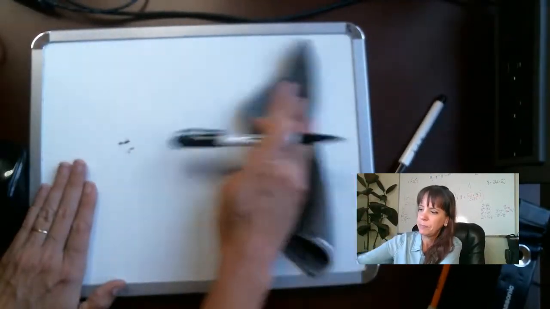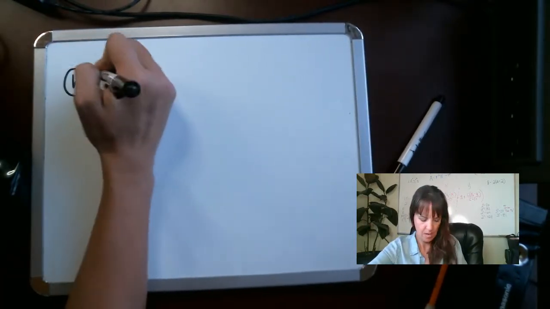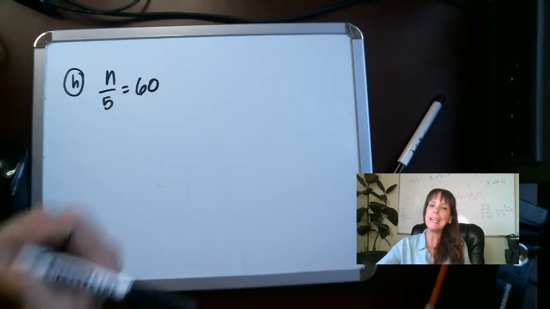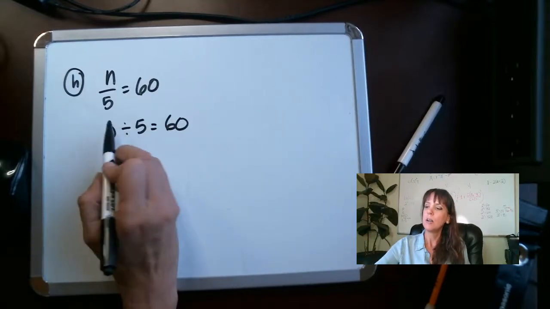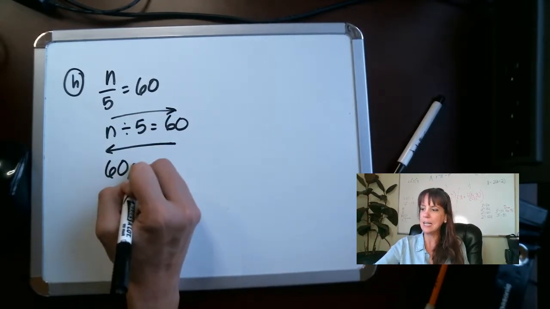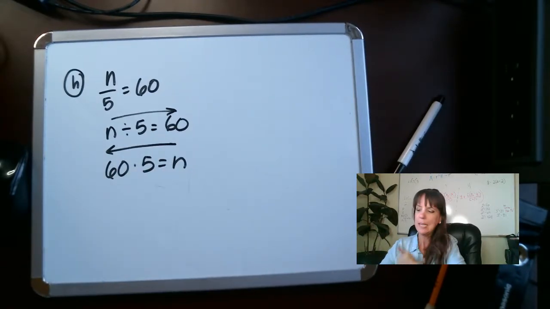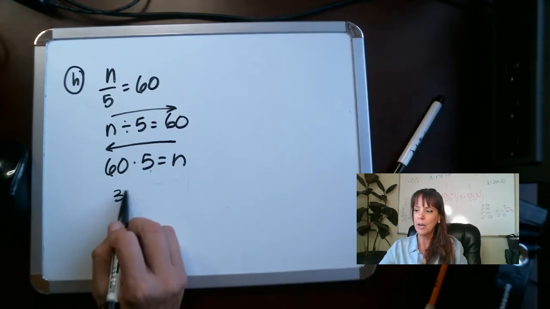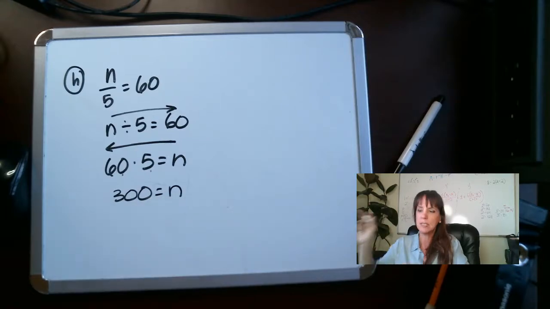All right. H. N over 5 equals 60. Again, N divided by 5 equals 60. Divide in this direction, multiply in that direction. 60 times 5 equals N. Bam, that's the one we need. We don't have to do too much here because 6 times 5 is 30 plus this other 0 that we have. So 300 equals N.